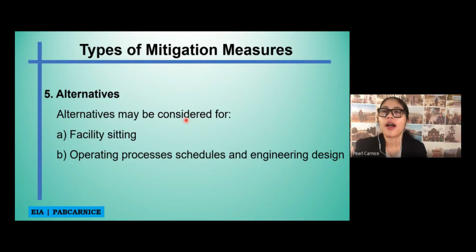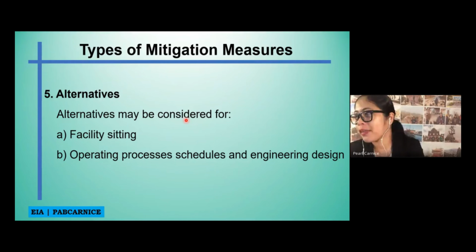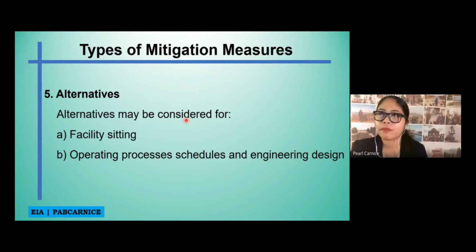Or maybe another alternative is they have to design their building so that it will be soundproof, so the noise of a certain operation will not come outside the building. So those are the other alternatives for mitigation measures.